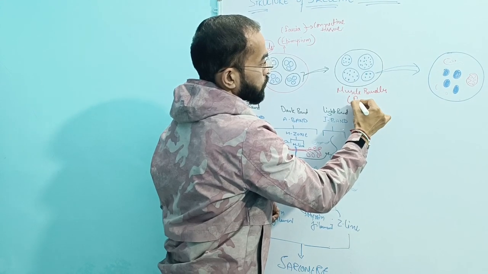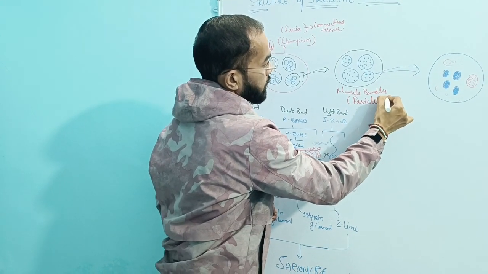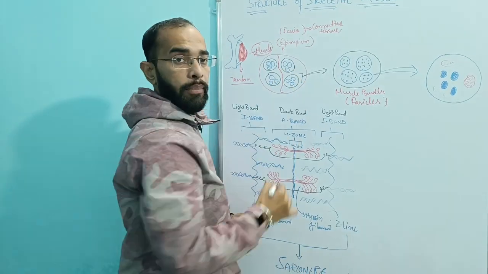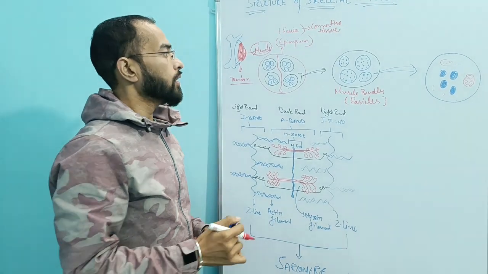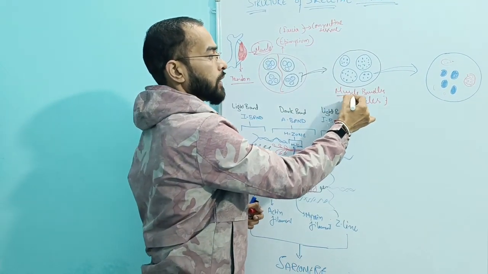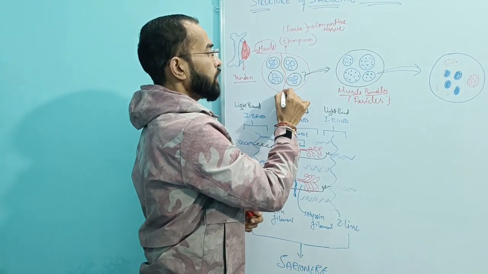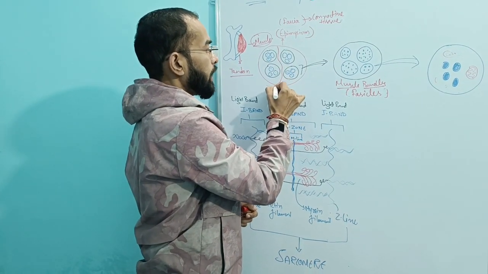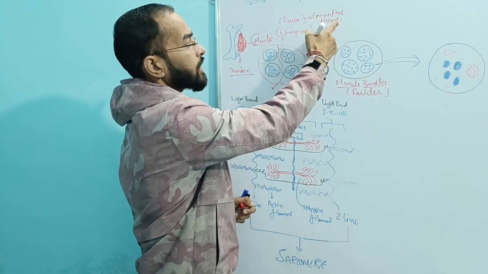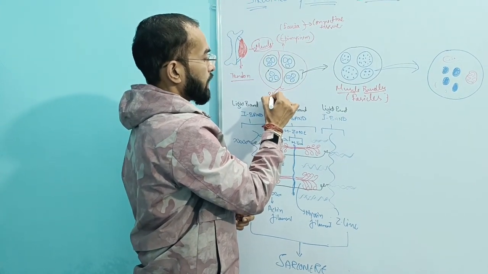Muscle bundles are also known as fascicles. There are about 10 to 100 muscle fibers, or muscle bundles, sorry. There are about 10 to 100 muscle bundles which are separated by an inner connective tissue layer known as perimysium.